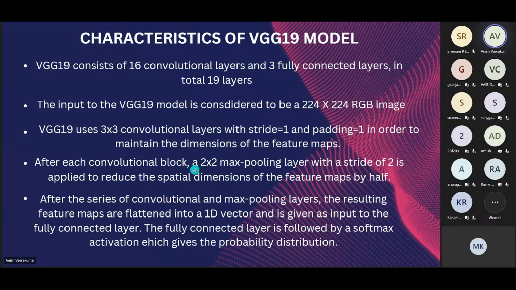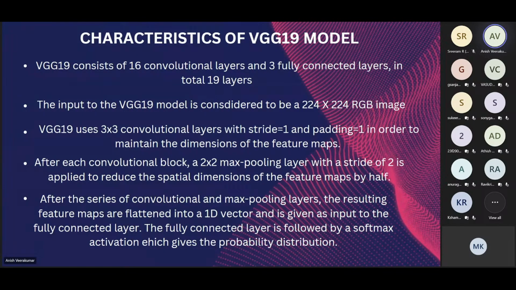After each convolutional block, a 2x2 max pooling layer with a stride of 2 is applied to reduce the spatial dimensions of the feature map by half. We saw this in one of the previous examples. Initially it was a 4x4 matrix, and then it became 2x2. In that also, the stride was 2, if you noticed. I didn't mention this at that point, but a similar thing happens here as well. After the series of convolutional and max pooling layers, the resulting feature maps are flattened into a 1D vector and given as input to the fully connected layer.